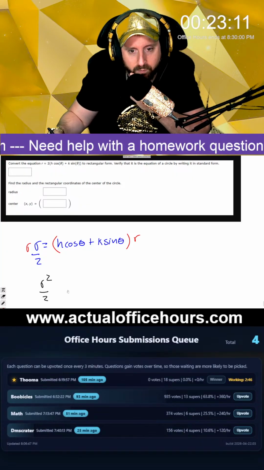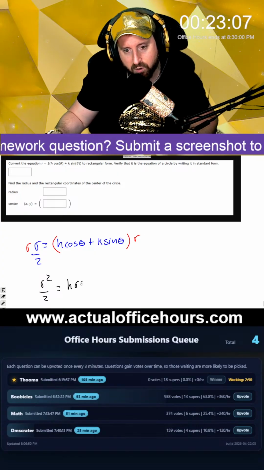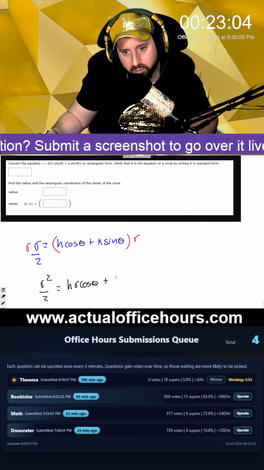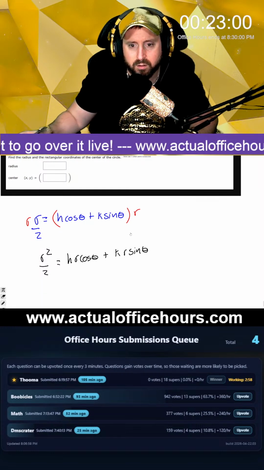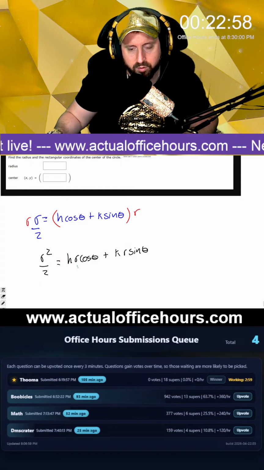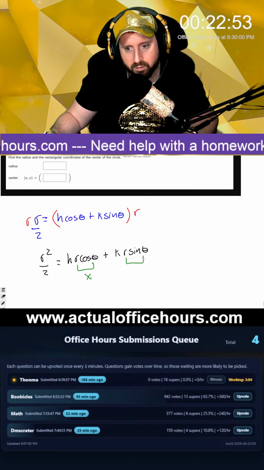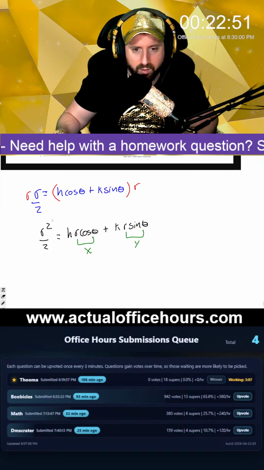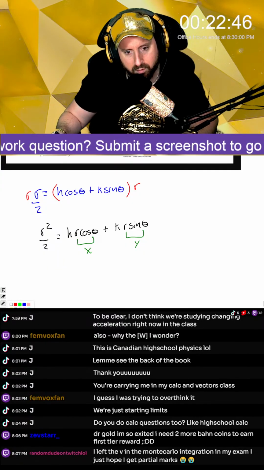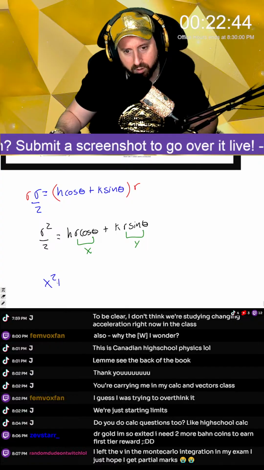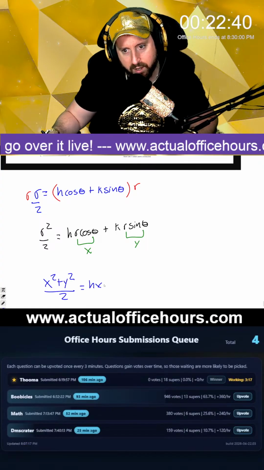So you can put the x squared plus y squared. Because this is going to be h r cosine theta plus k r sine theta. And then this right here is x, and then plus y. And then this is x squared plus y squared, right? Okay, so I have x squared plus y squared all over 2 is equal to hx plus ky.